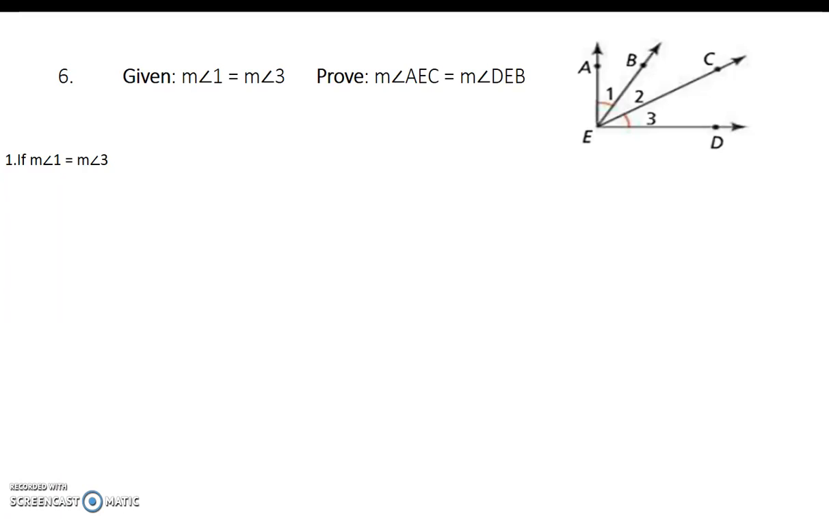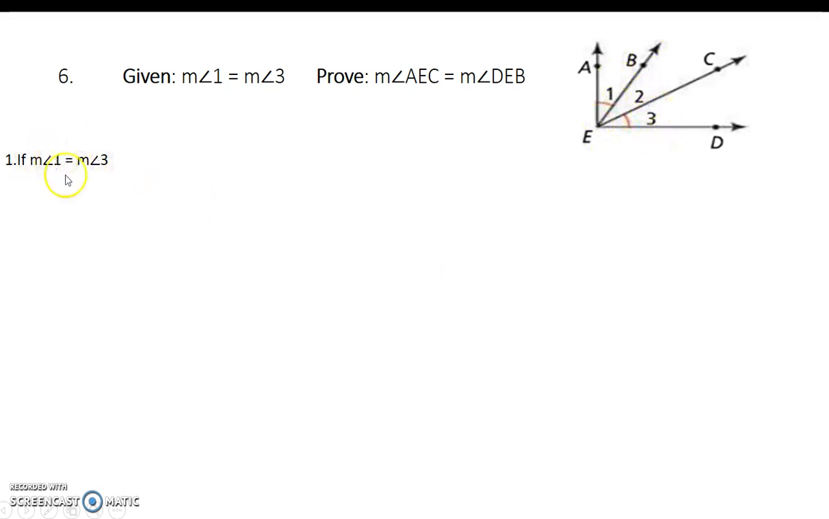Okay, our last example, it's actually a pretty short thing to work through, but I just want you to be familiar with a couple of terms here. In this picture, they're telling us that 1 and 3 are the same, so we can see that with the red arcs right there. And they want us to show that the measure of angle AEC, so this larger angle right there from A to E to C, so basically 1 and 2 together, equals DEB, which is basically 3 and 2 together.